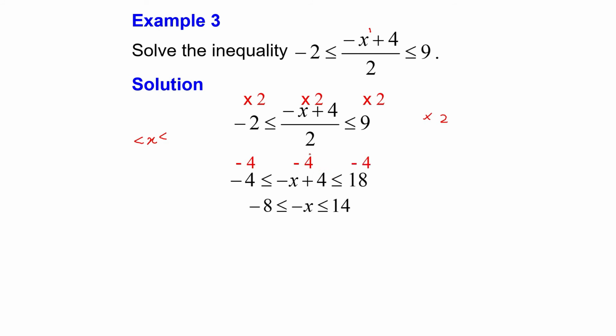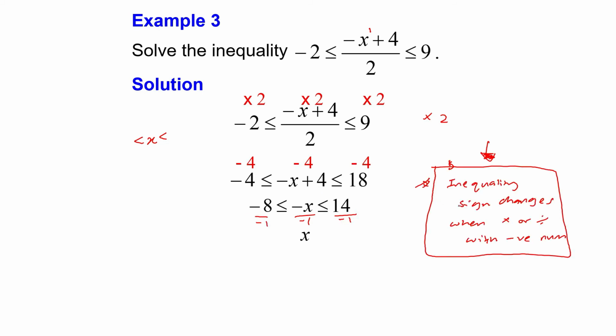We don't want that negative sign, so we have to divide everything else with negative 1. Divide with negative 1 on the left, right, and in the middle. Inequality sign changes whenever you multiply or divide with a negative number. You just follow if there's an equal sign, copy the equal sign as well.